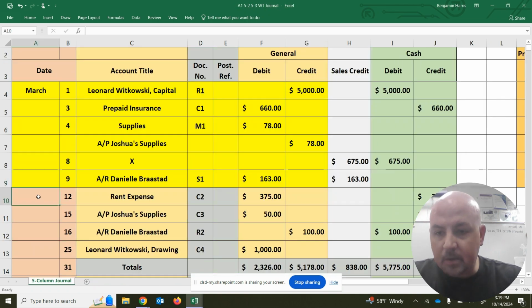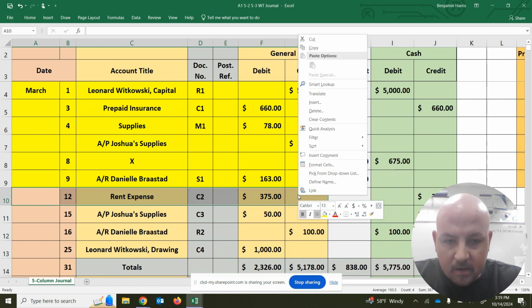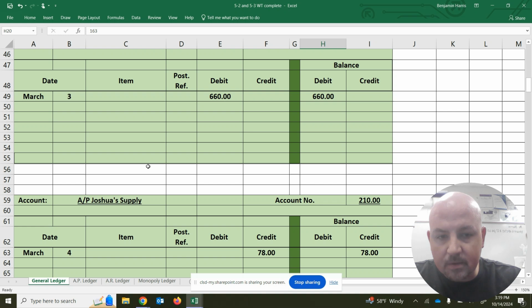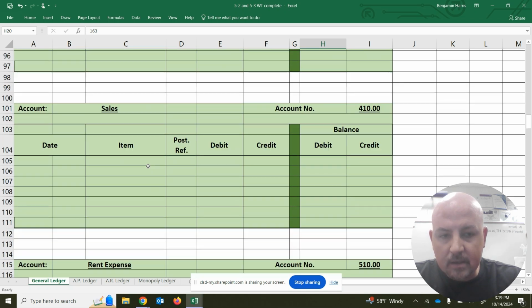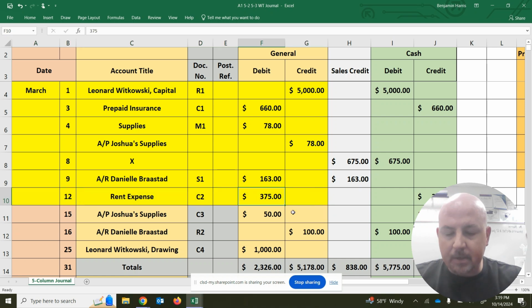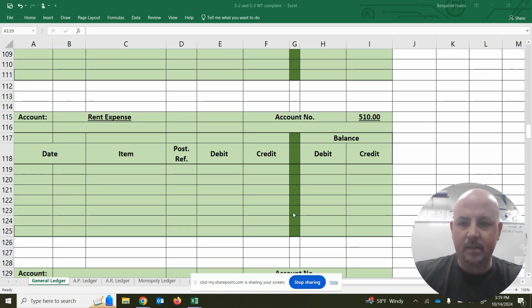Okay. Next up is our rent expense. Expenses are starting with the number 5 as far as account numbers. So let's go find rent expense. There's sales and there's rent. Okay. The date is March the 12th. We have a $375 debit.